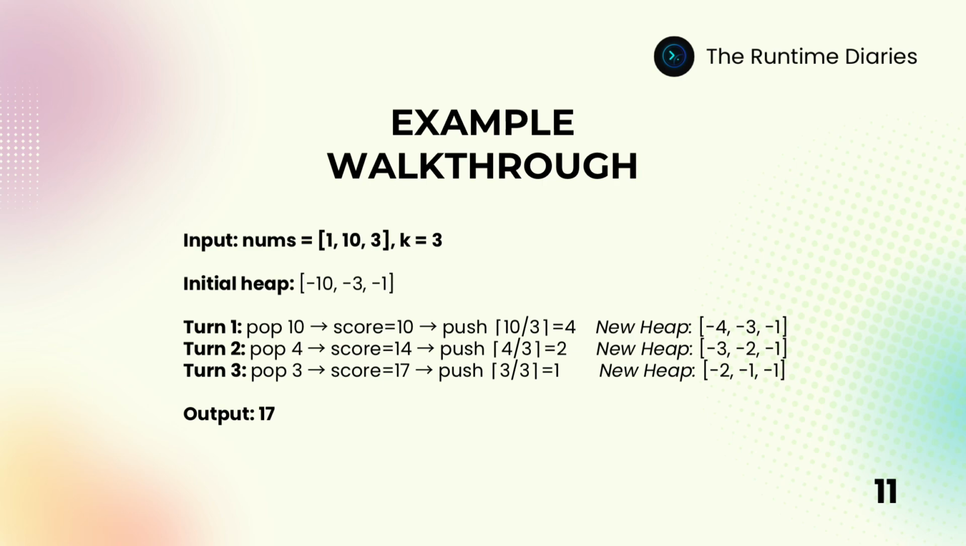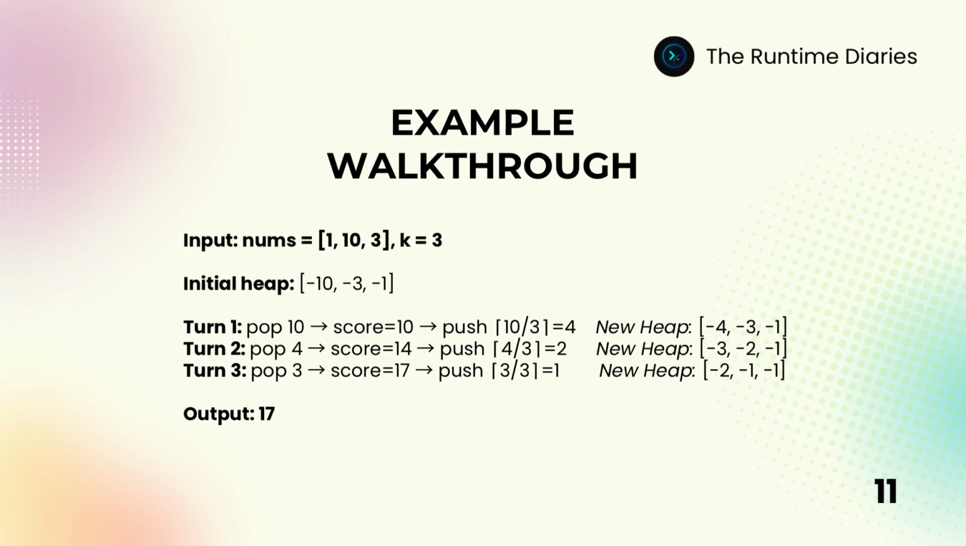Turn 1, we pop the smallest value from the heap, which is negative 10. Negate it to get 10. Add 10 to the score. The score is now 10. Compute ceiling of 10 divided by 3, which is 4. Negate it to get negative 4, and push negative 4 back into the heap. The heap is now negative 4, negative 3, negative 1.